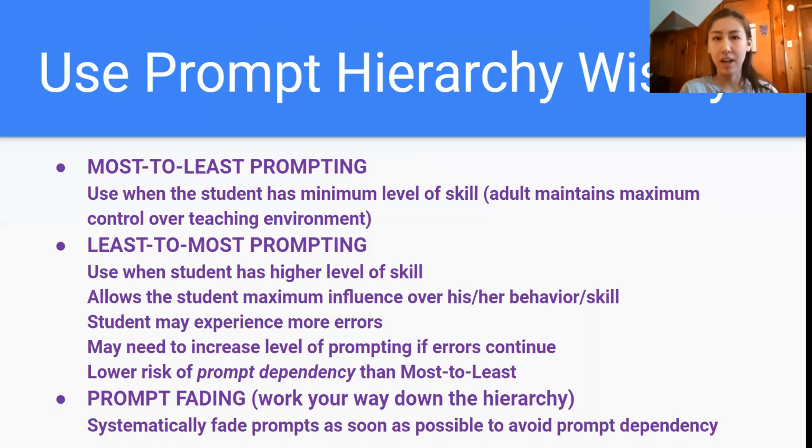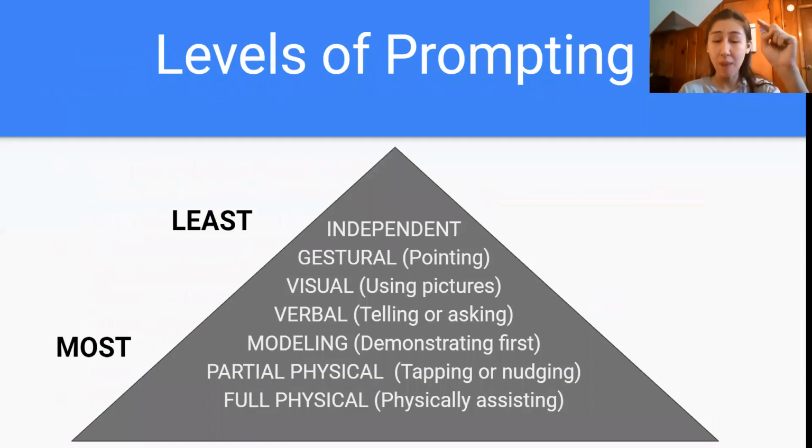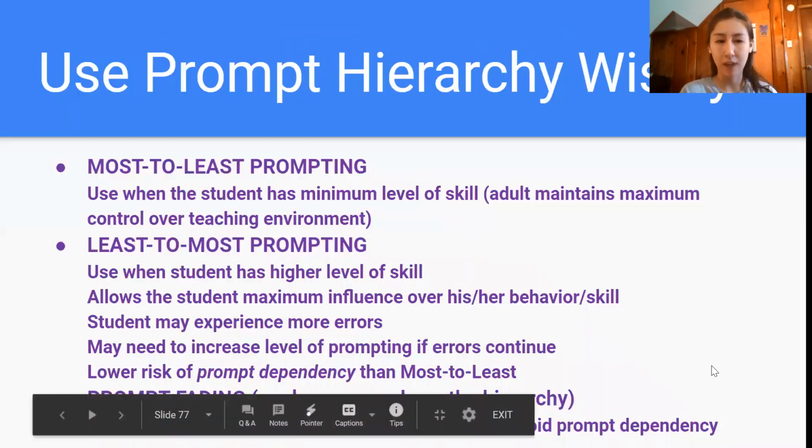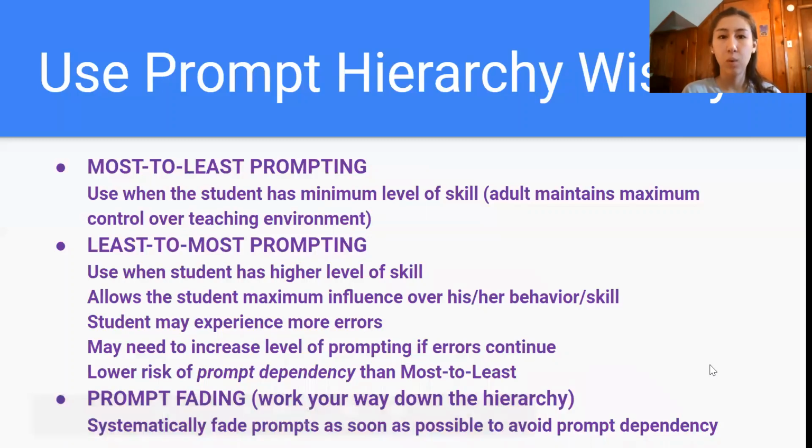So this is starting at the top of our pyramid. We had independent up top. So we're working our way down to a more intense type of prompting depending on how our students react. When our student already has a higher level of skill, you want to let them try on their own first, independent. Let them try and figure it out.